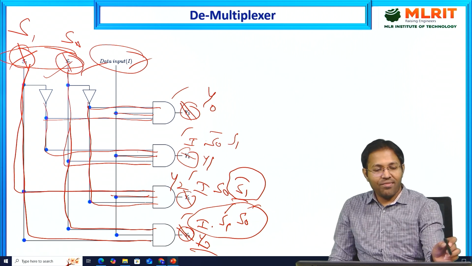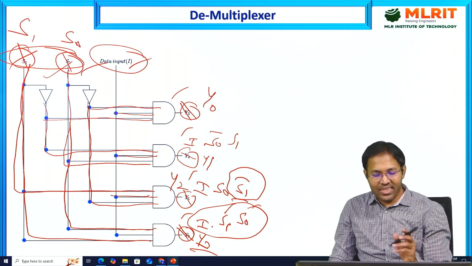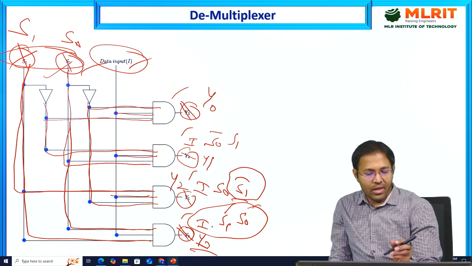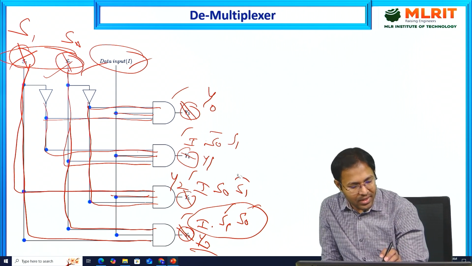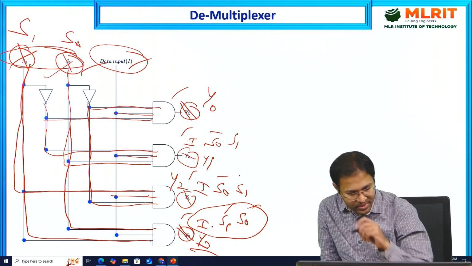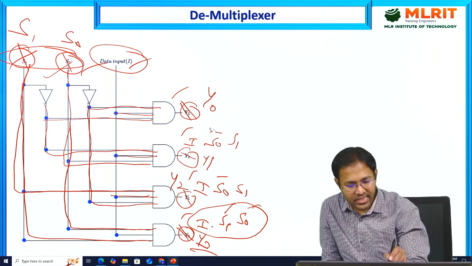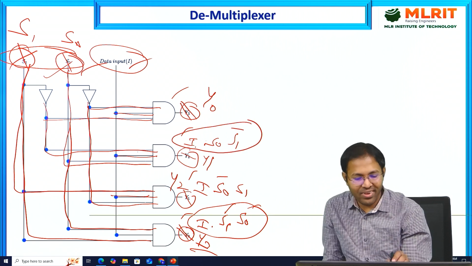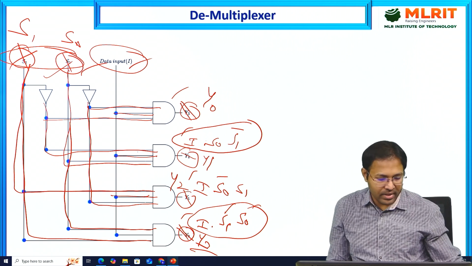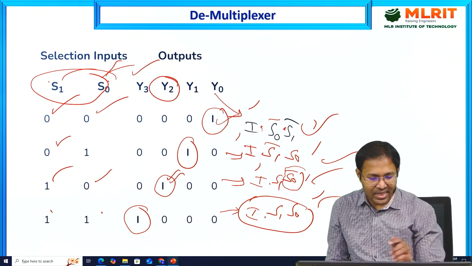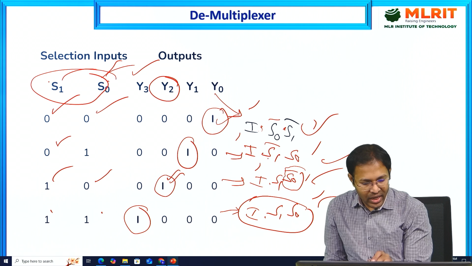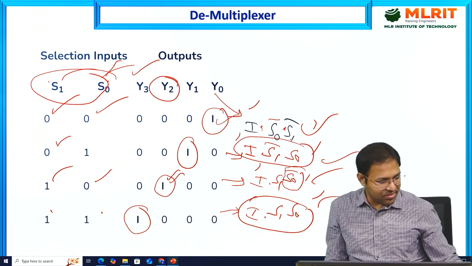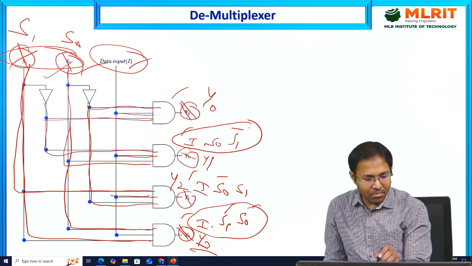Now if this is S1 and this is S0, let us see what we are going to get at different places. Both of these are exchanged and then here also the bar is exchanged. Now let us see what is Y1. Y1 is I into S0 S1 bar. So now it is fine. So this is Y1, and we have the bar for S1.